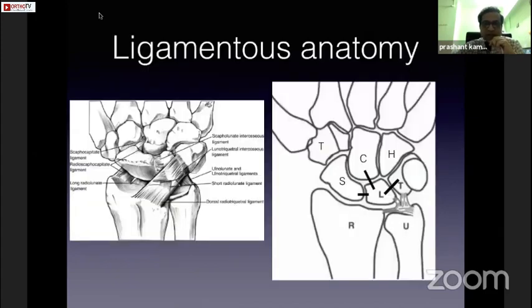So let's try and understand what is a perilunate dislocation. As the name suggests, it is something around the lunate. And what is around the lunate? It is the other carpal bones. And these other carpal bones are attached to the lunate by means of their interosseous ligament or some extraosseous ligament.